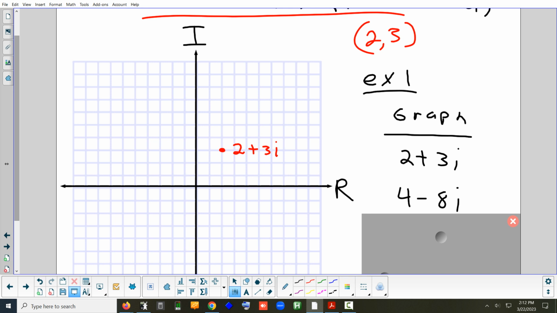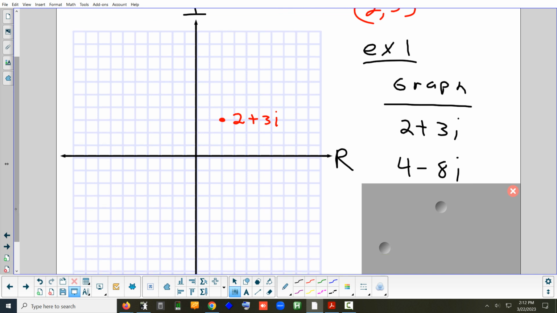Okay. How about 4 minus 8i? Can anyone explain to me, starting from the origin, how do I get to 4 minus 8i? Yep. Go right 4, down 8. Right 4. So the real part is 4, so you're going to go to 4 on the real, and you're going to go to negative 8 on the imaginary. So 4, 1, 2, 3, 4, 5, 6, 7. There you go. So that's (4, negative 8), 4 minus 8i.